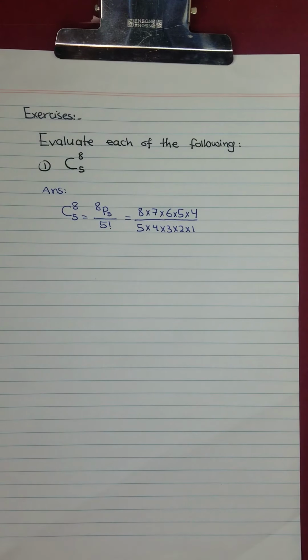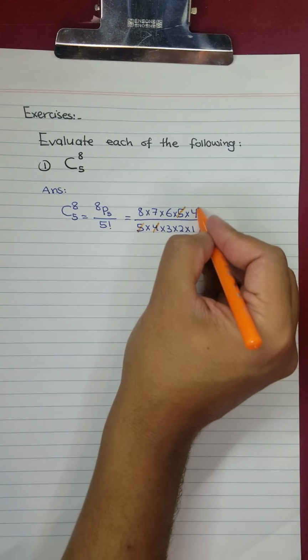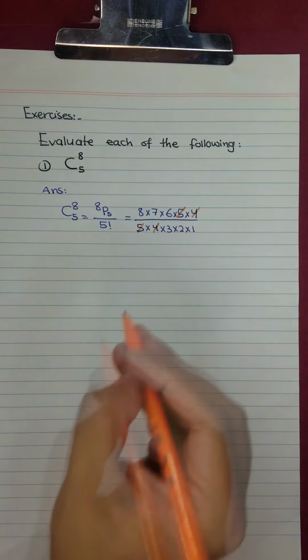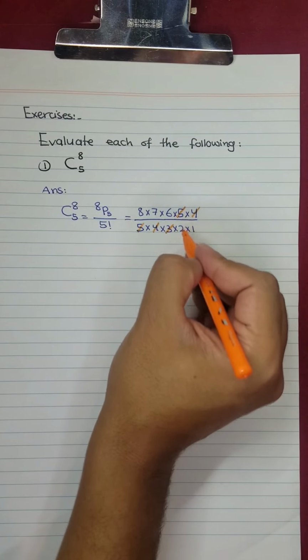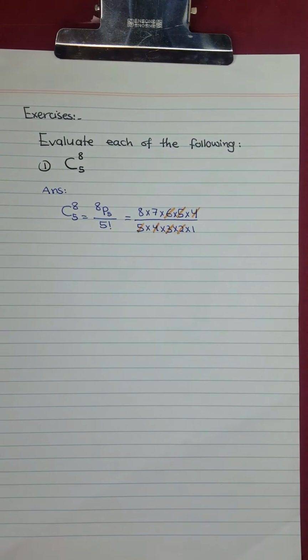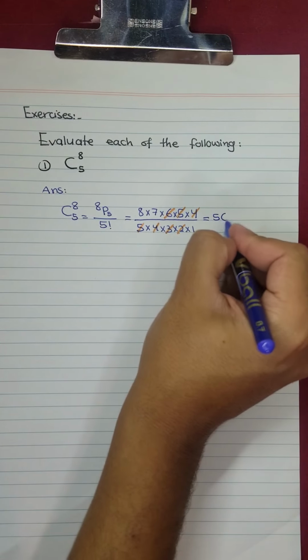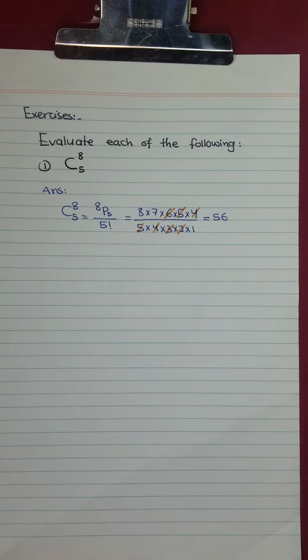Good? Now after that we cancel whatever possible. So we can cancel the 5 with the 5 and the 4 with the 4. We can cancel 3 times 2. 3 times 2 is 6. We can cancel it with the 6. And we still have 1 only, and 8 times 7. So the answer is 8 times 7, which is 56. Okay, so this is the first example.